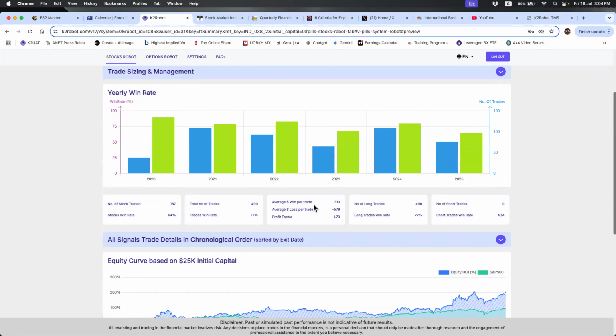Now, the average win per trade, after you add up all the wins and divide by the number of winning trades, you get $310 per winning trade. And then you get an average loss of 579. So some of you may start to think, the average loss is more than the average win. Why is that so?